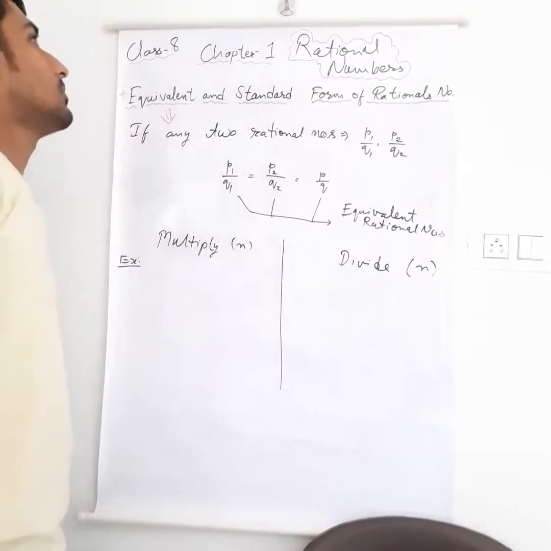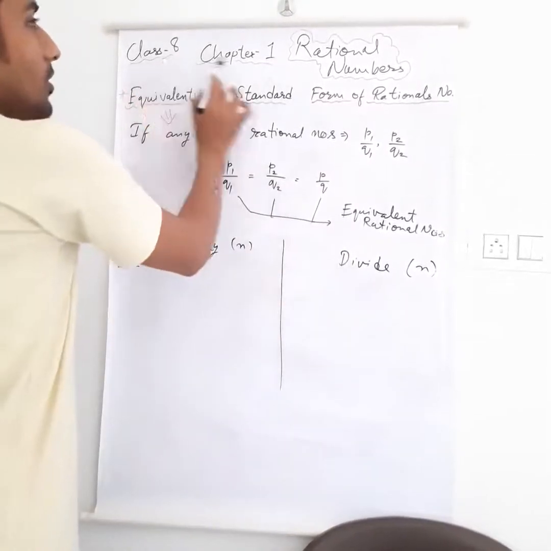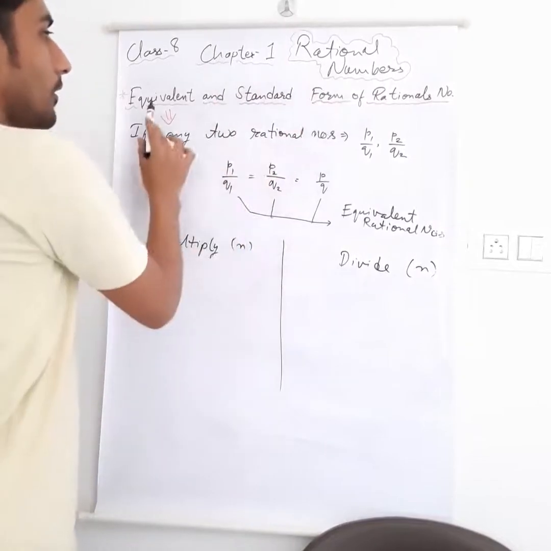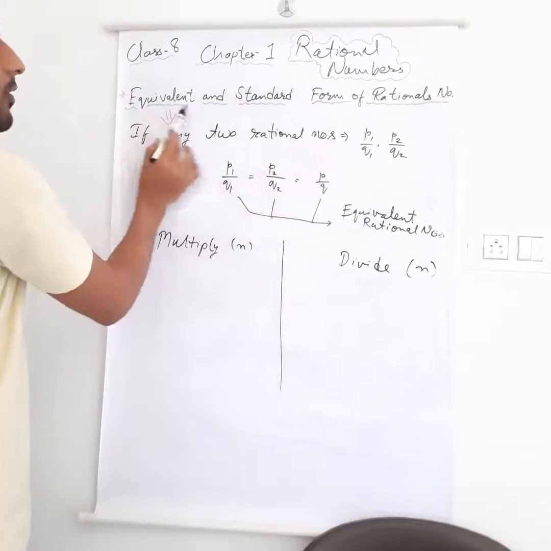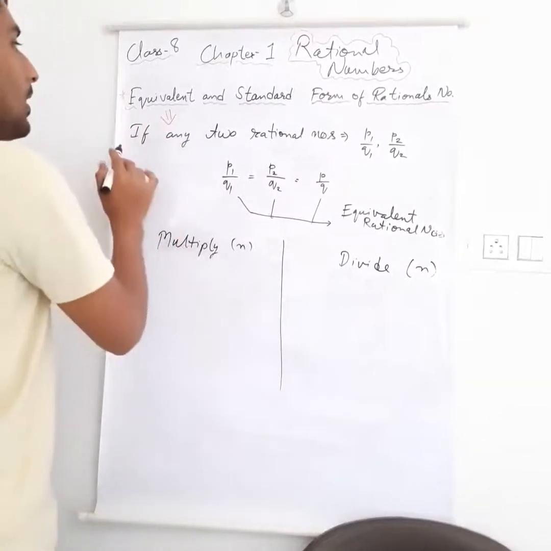Good morning, class 8. The next topic of your chapter 1, rational numbers, is equivalent and standard form of rational numbers. So first we will take the equivalent form of rational numbers.